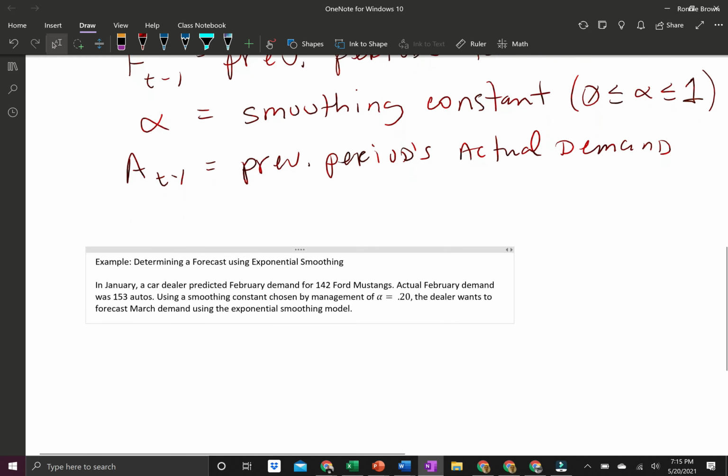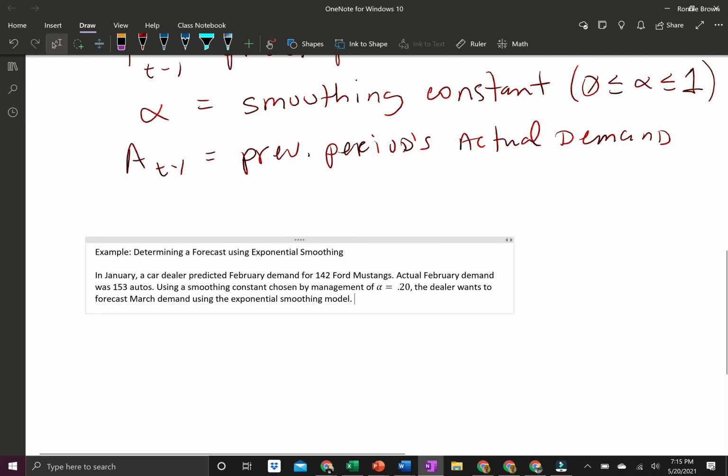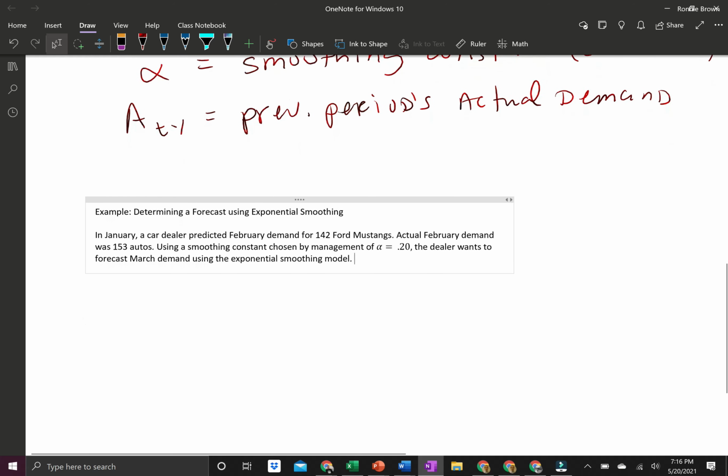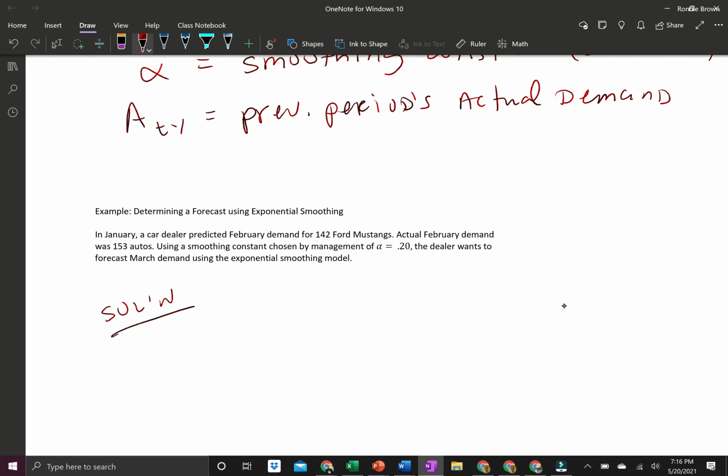All right, here's our example. It says that in January, a car dealer predicted February demand for 142 Ford Mustangs. Actual February demand was 153 autos, using a smoothing constant chosen by management of alpha being equal to 0.20. The dealer wants to forecast March demand using the exponential smoothing model. All right, so the exponential smoothing model in equations 1 and 2 can be applied for our solution.